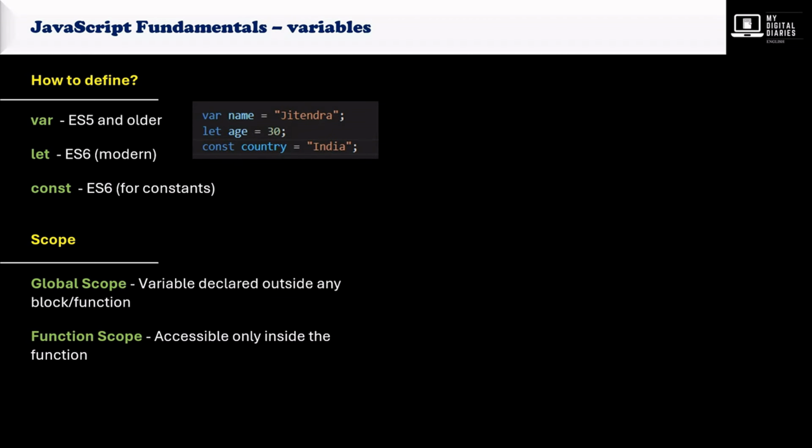Then you have function scope. It is visible only inside the function where it is declared. Then we have block scope. It is visible only inside a pair of braces, that is a block, like inside an if, for, or a bare block statement also. So we have three types of scope: global scope, a variable declared outside any block or function; function scope, accessible only inside the function; block scope, accessible only within the block.